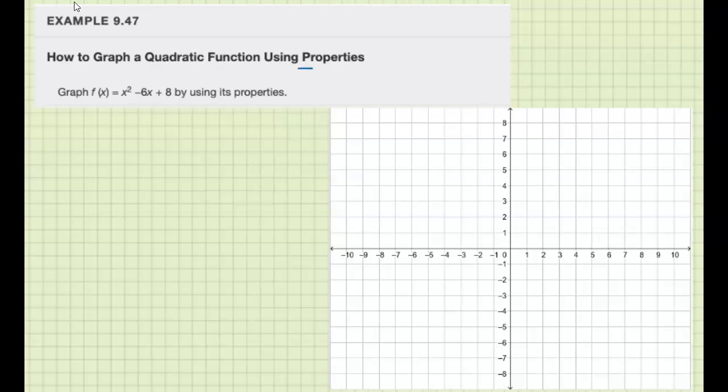Let's do it using the properties. Okay, so the first property is, does it turn up or down? You look at this function and you go, well, a equals 1, which is positive, so that means this is going to turn up. Okay, so you know the parabola looks like that. So that's a nice quick check, right?